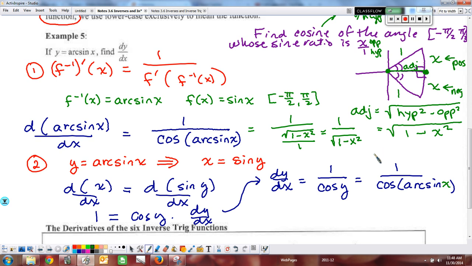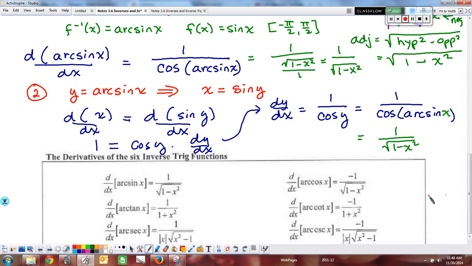So the actual rule that we are going to memorize, because we're not going to go through this process every single time: add to your list of things to memorize that the derivative of the angle whose sine is x is 1 over square root of 1 minus x squared. You will need to commit that to memory.